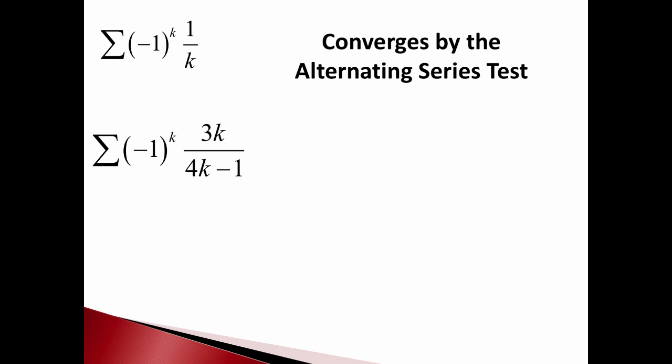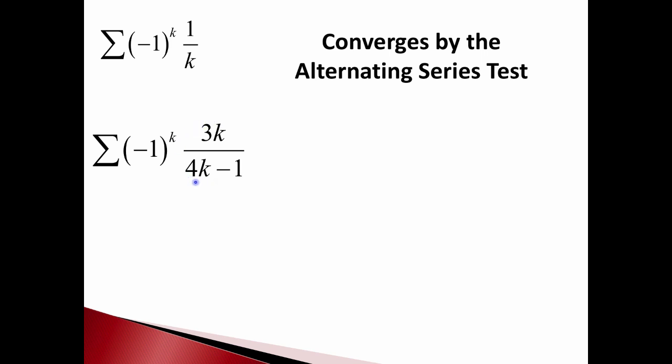So if we put our thumb over the sum and our thumb over the alternator, right? In other words, we ignore the sum and the negative 1 to the k, and we just look at the rest of this, 3k over 4k minus 1, and look at that sequence. Is that sequence decreasing, and does that sequence go to 0? Well, no, that sequence does not go to 0. It's 3k over the 4k minus 1. We can ignore the minus 1, right? The limit will just be 3/4.